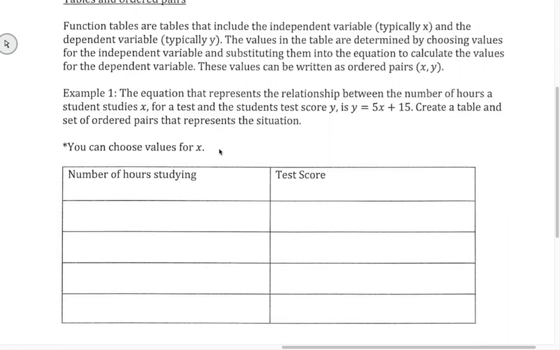Okay? So example 1 says the equation that represents the relationship between the number of hours a student studies for a test and the student's test score is represented by y equals 5x plus 15. And it wants us to create a table and a set of ordered pairs that represents the situation.